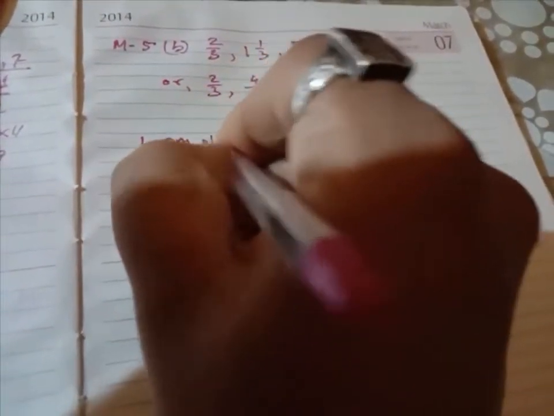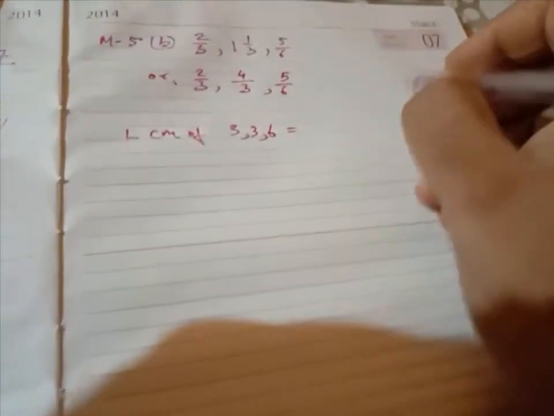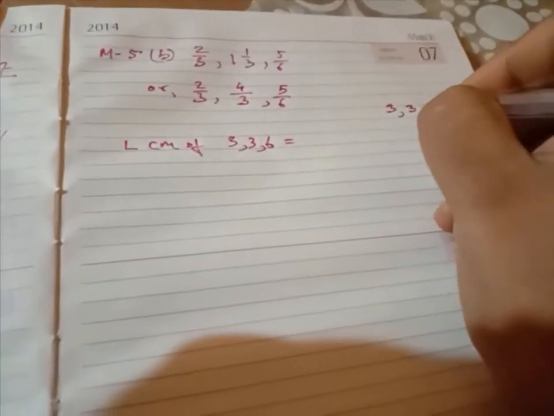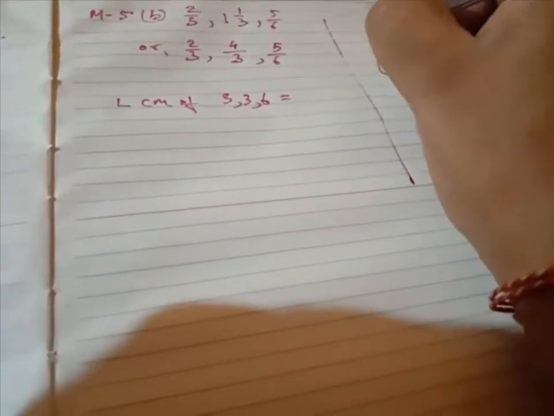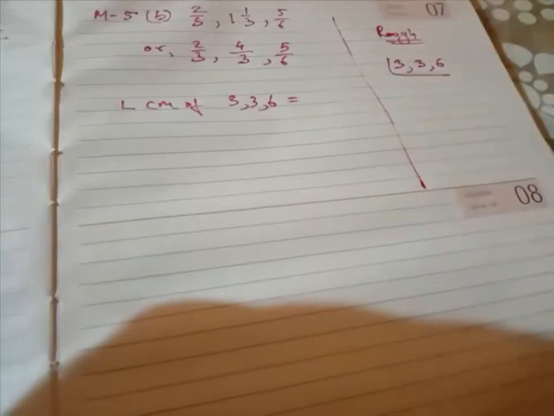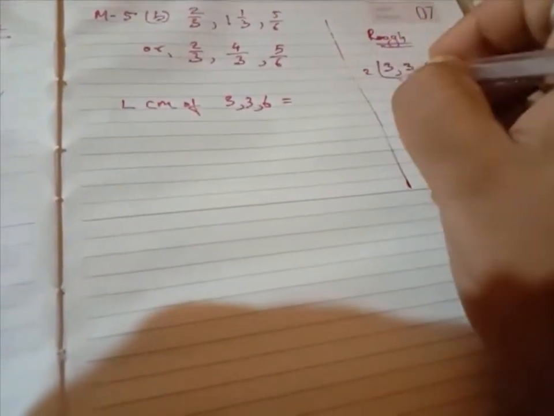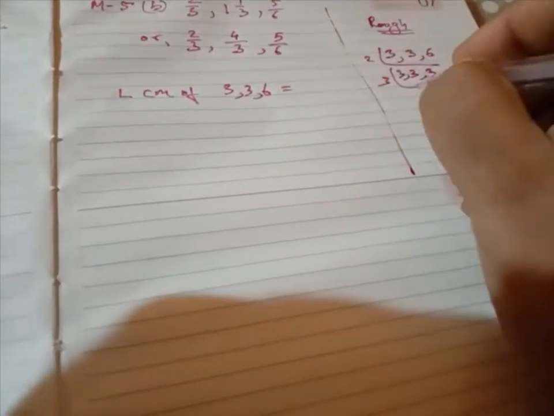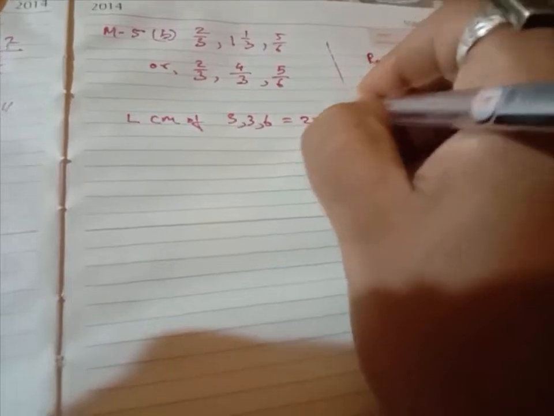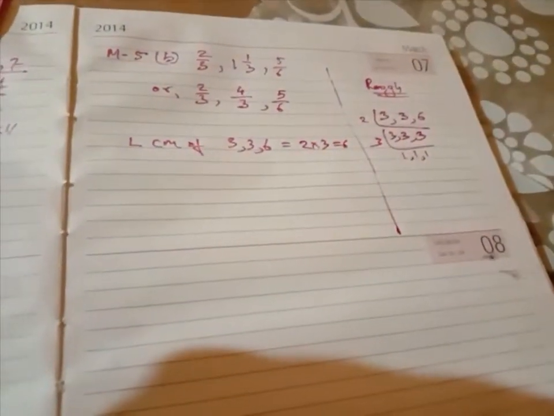So first of all, LCM of 3, 3, 6, see, do it in the rough work. So 2 times 3, 3, 3. Again 3 times 1, 1, 1. So LCM will be 2 into 3 equal to 6.